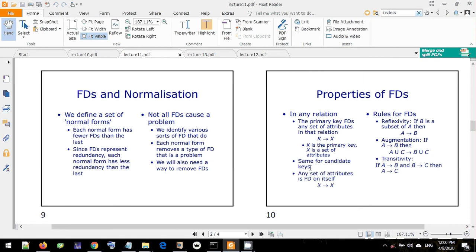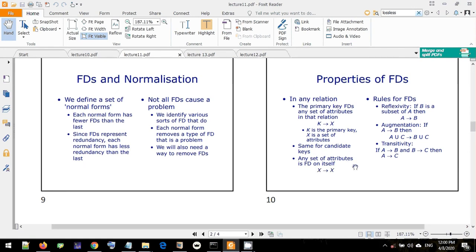And the same thing happens for the candidate key. We all know that candidate keys and primary keys are similar, except that the primary key is chosen in a particular relation to be used as unique. For any set of attributes, X is functionally dependent on itself.